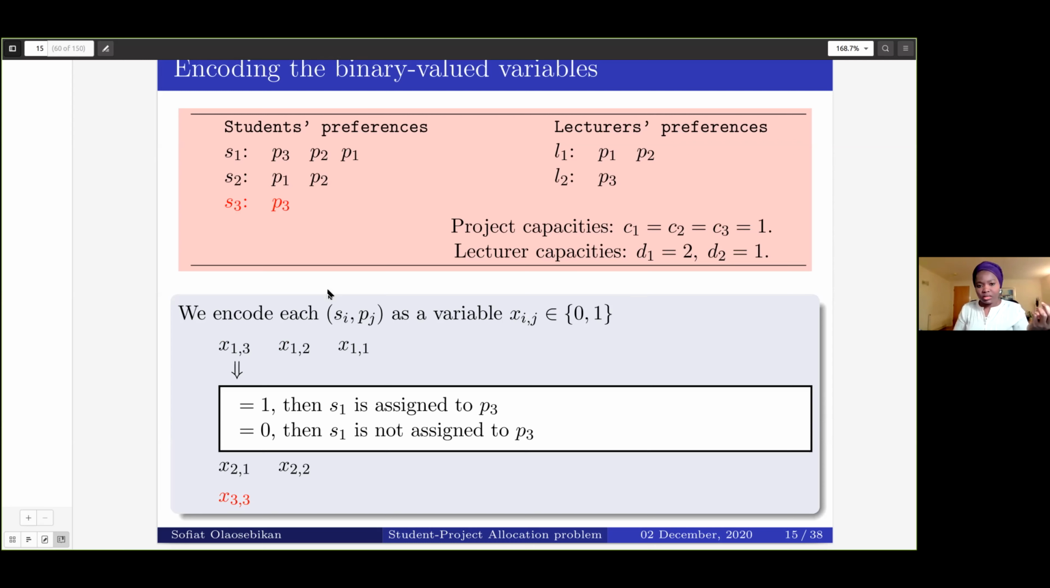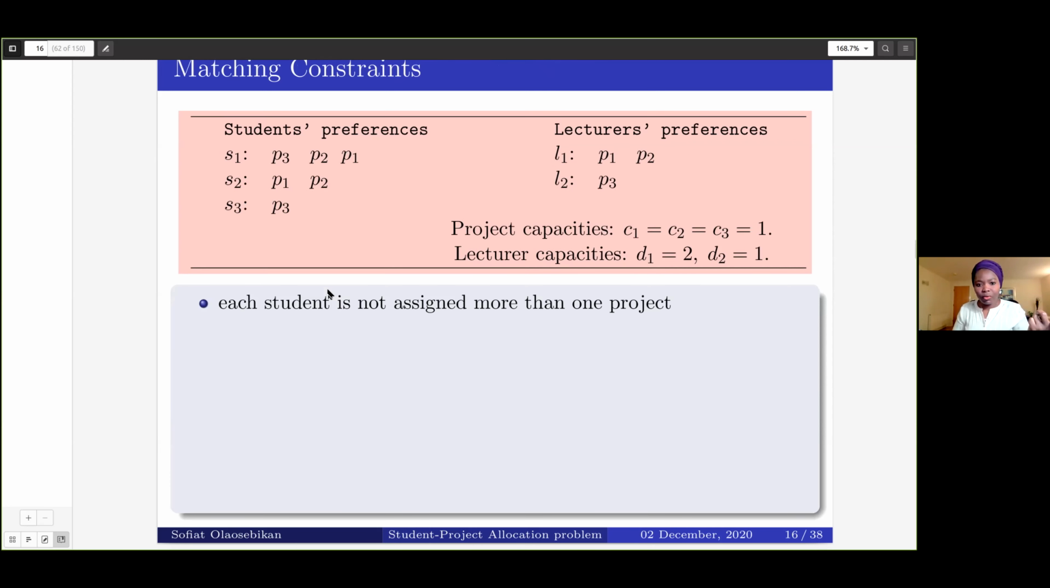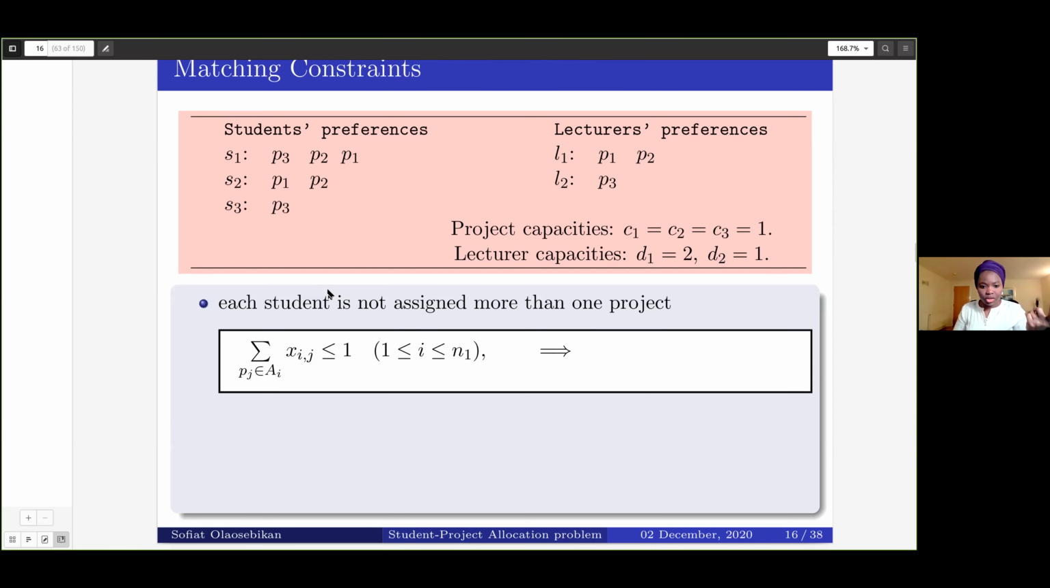And the first one is the matching. So how do we define a matching? Each student is not assigned more than one project. That's the first condition. And to encode that for each student, so this i represents each student, and this x_ij sums all of their projects, where it has to be less than or equal to 1. So that encodes the condition for that.